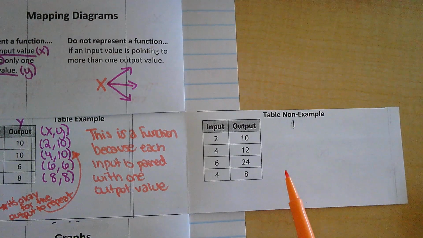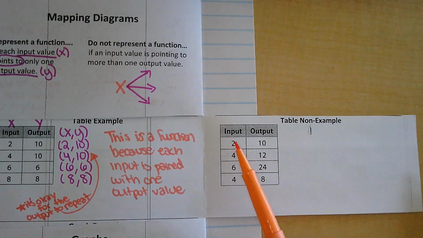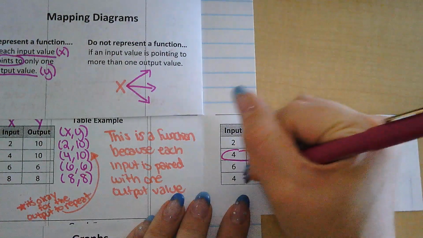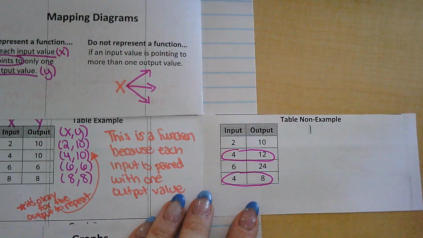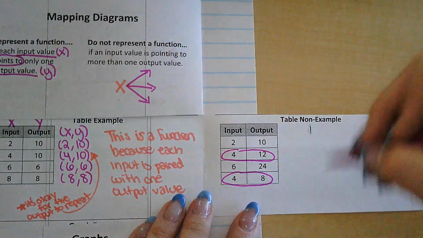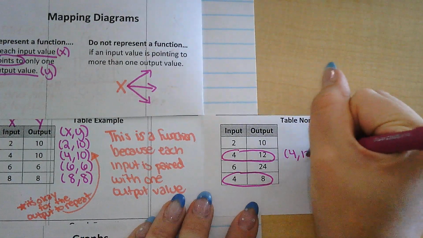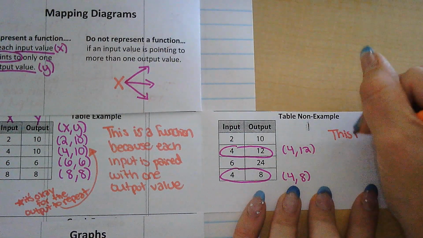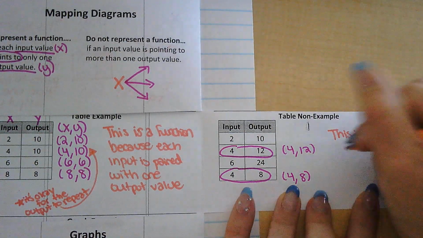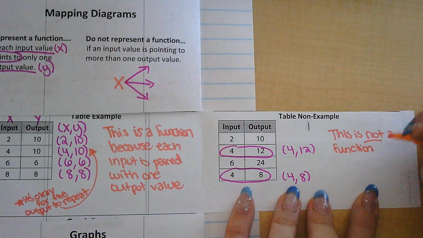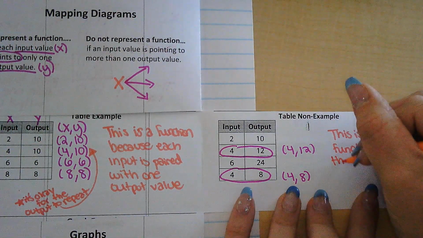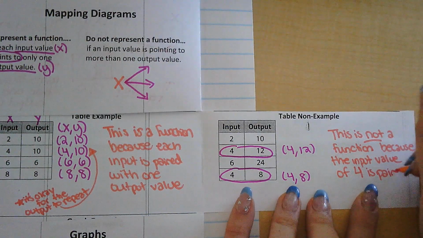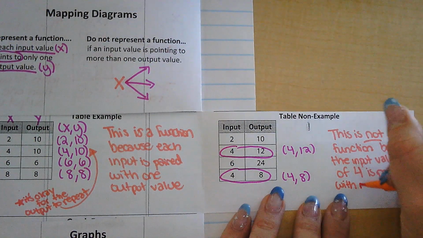Now on this side, I can see that my table goes 2, 4, 6, 4, and the 4s are paired with different output values. So this indicates that it would not be a function because 4 is paired with 12 and 4 is paired with 8. So this is not a function because the input value of 4 is paired with more than one output.